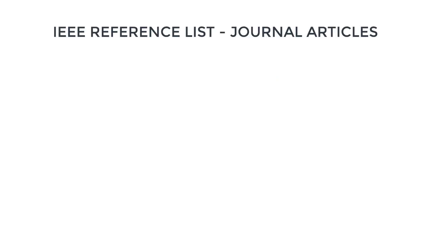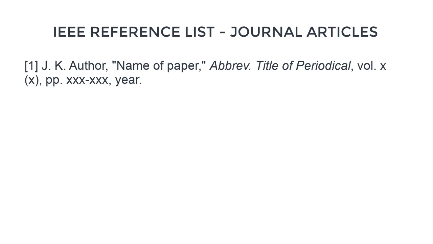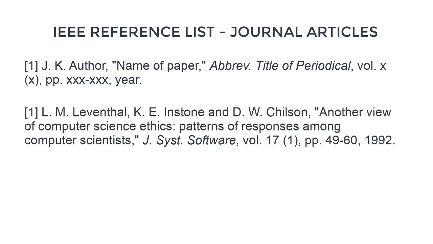Now we're going to look at examples of journal articles, both in print and online. The formats, like those of print books and ebooks, are quite similar. Print journal article citations start off after the number of the citation with the author's names, followed by the title of the article in quotation marks, then the abbreviated title of the journal, then the volume and issue numbers, followed by the specific page range of the article, and then by the year it was published.